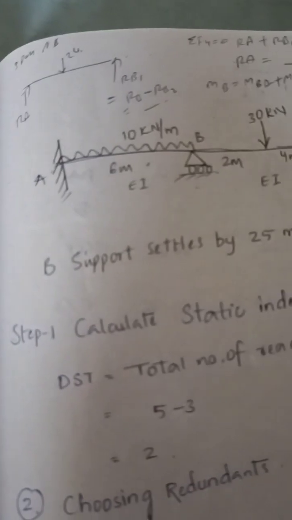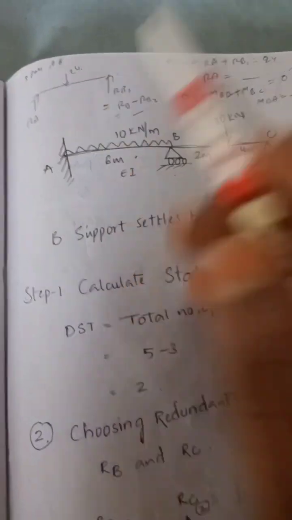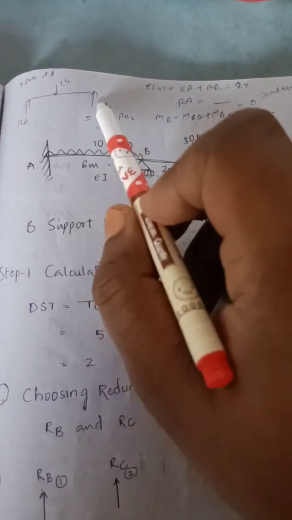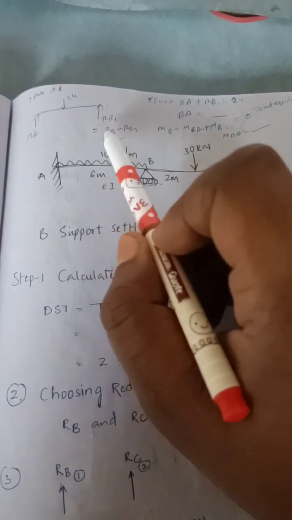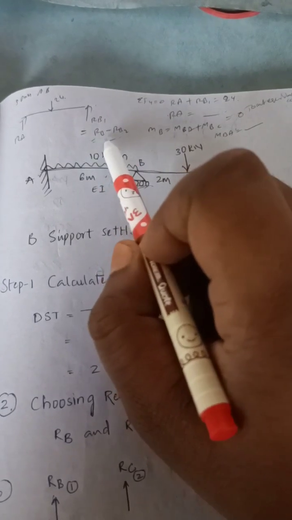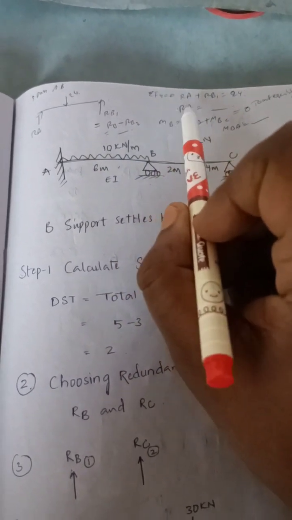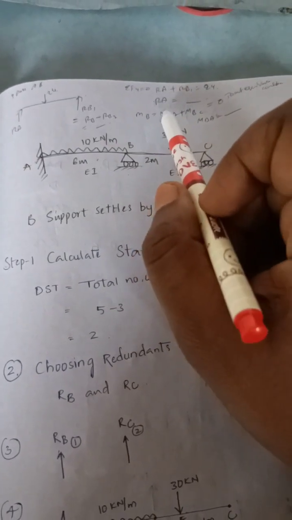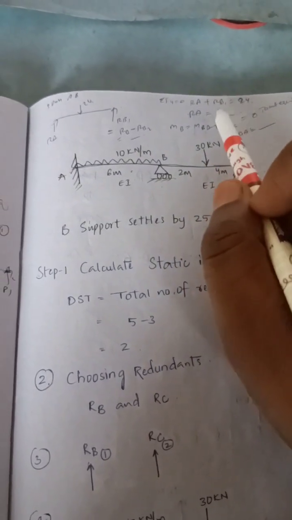Next I am taking the AB span. For the AB span, I am applying sigma Fy equal to 0. So RB1 equals RB minus RB2, because RB equals RB1 plus RB2. That's why RB1 equals RB minus RB2. So sigma Fy equal to 0, I will get Ra plus RB1 equal to 24, Ra equal to some value.